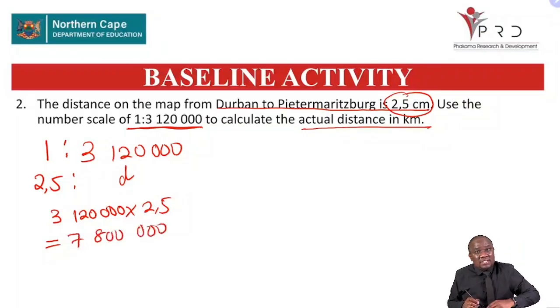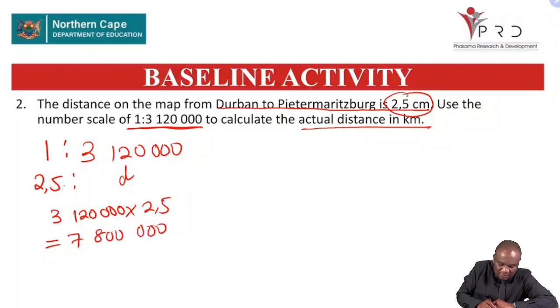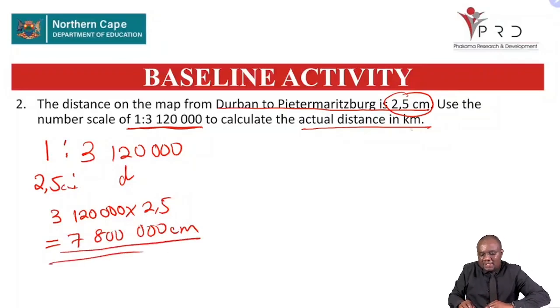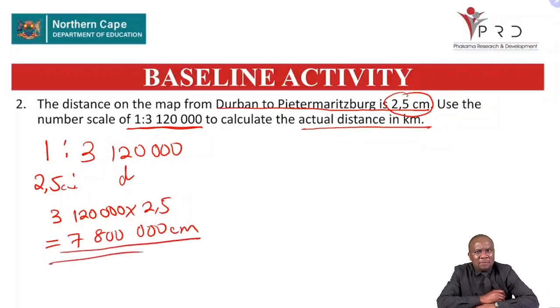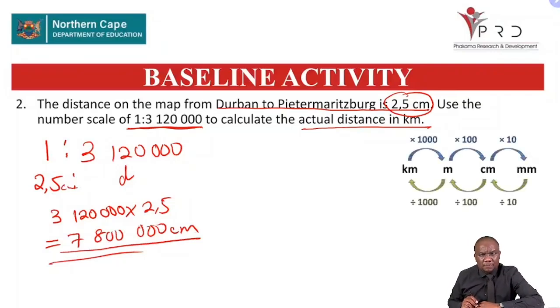7,800,000. What are the units? We're using centimeters here, so we're getting centimeters. Okay, but they said in kilometers. So how do we convert centimeters to kilometers? From a smaller unit to a bigger unit, we divide. Centimeters divide by 100, we get our meters. Then divide by 1,000 to get our kilometers.